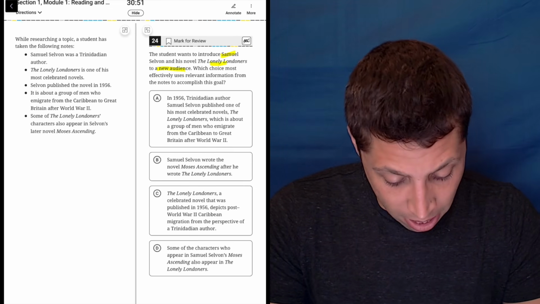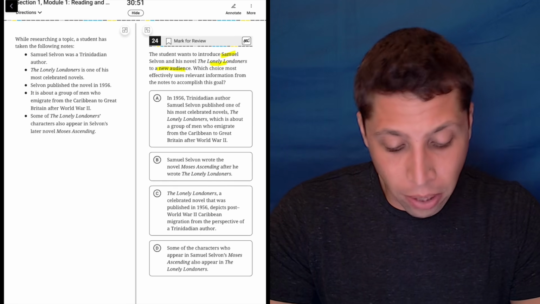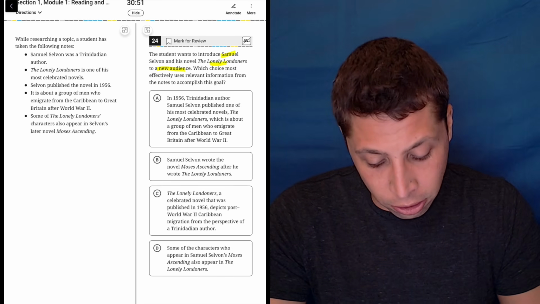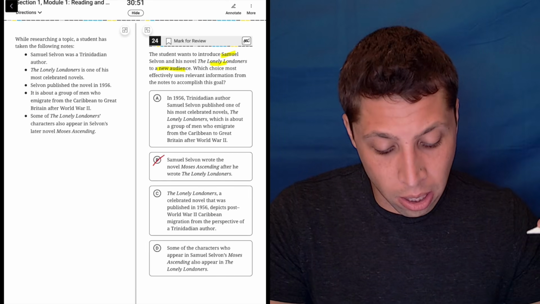That seems fine. Samuel Selvin wrote the novel Moses Ascending after he wrote The Lonely Londoners. But if we're not familiar, we wouldn't know. We're not being introduced to Lonely Londoners here. We're being introduced to Moses Ascending. The question wants us to introduce Lonely Londoners.